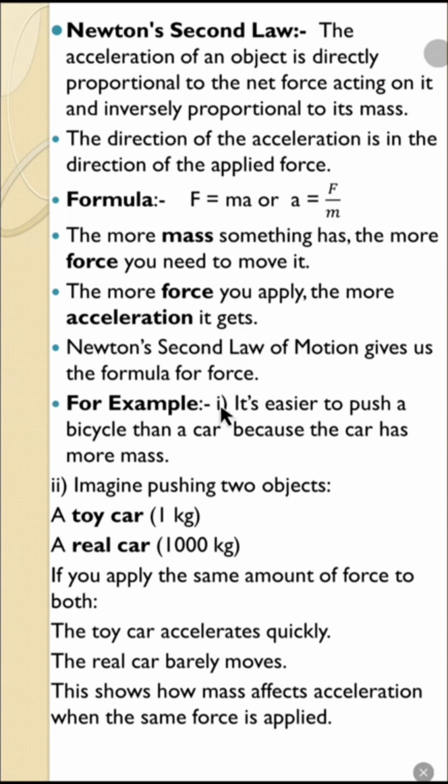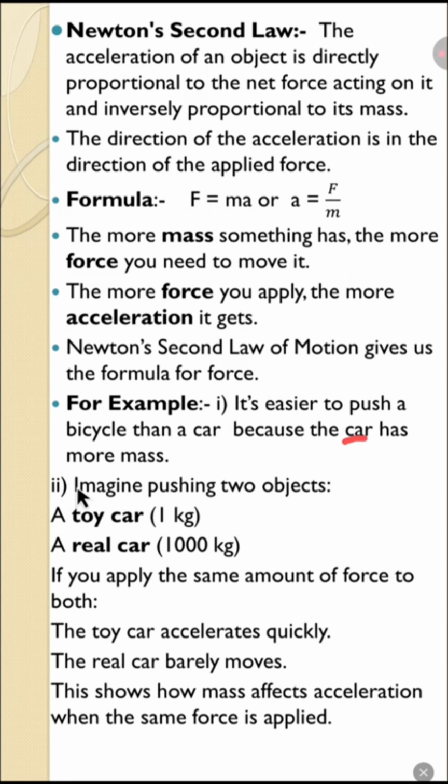Example 1. It's easier to push a bicycle than a car because the car has more mass. We can easily know that when we push a bicycle, it's easy to push, but when we push a car, it's not possible because the mass of the car is heavier than the bicycle.